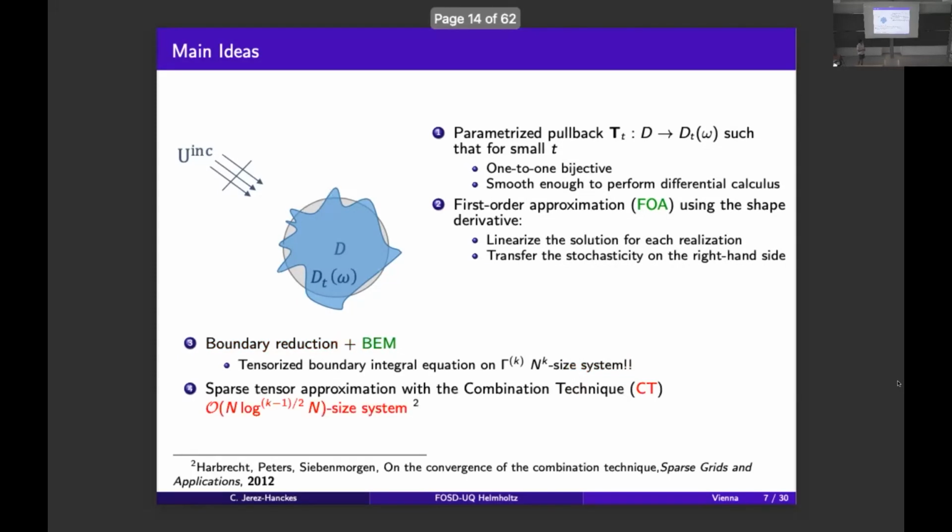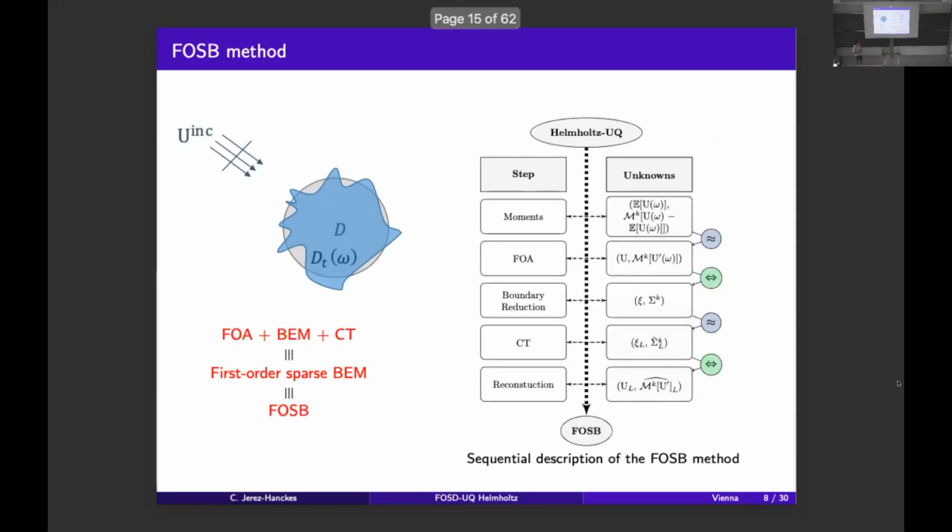And so the way to deal with it is using this so-called sparse approximation and the combination technique by Harbrecht, Peters, and Siebenmorgen, where you get a system that is reduced, especially when you look for large numbers of N. And then we will also discuss, I give you some ideas on the preconditioning side. So in a nutshell, this is sort of the scheme of the method.